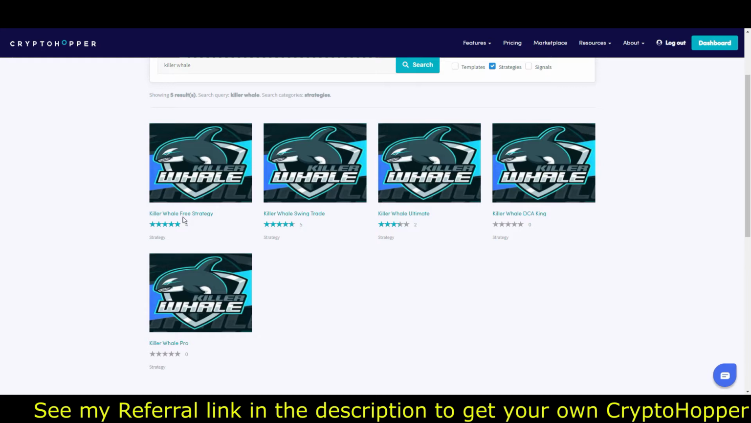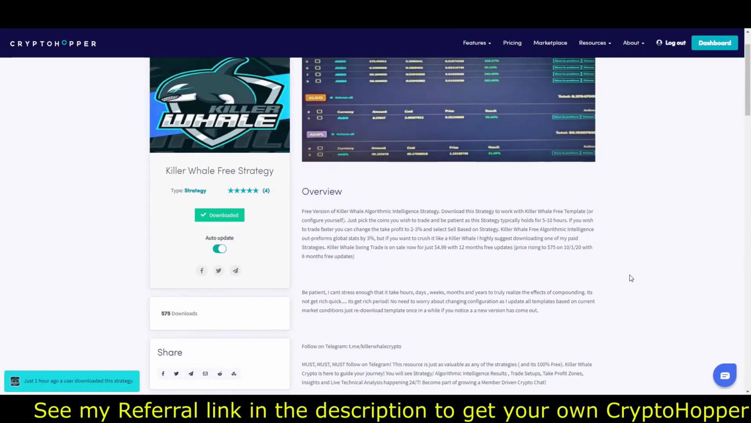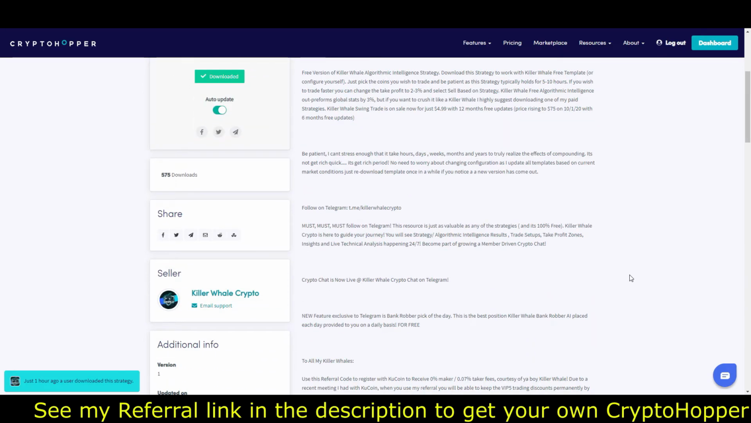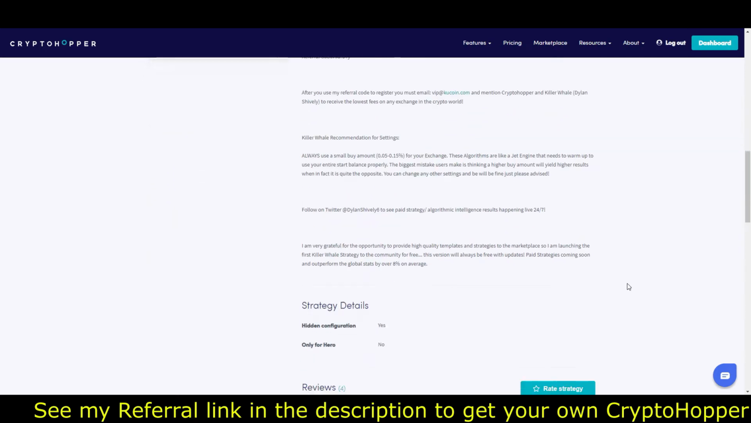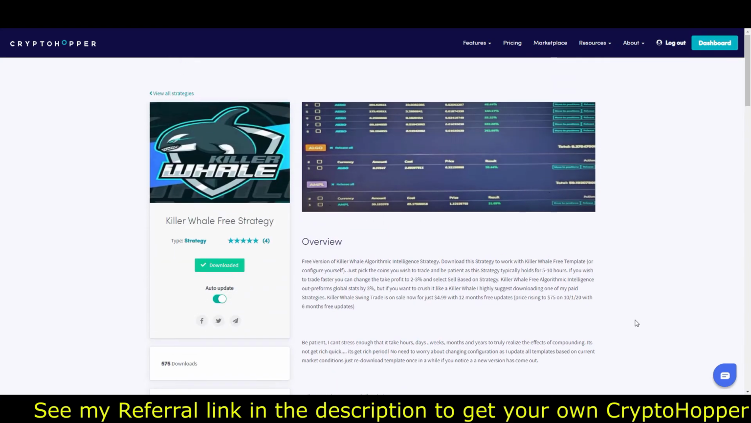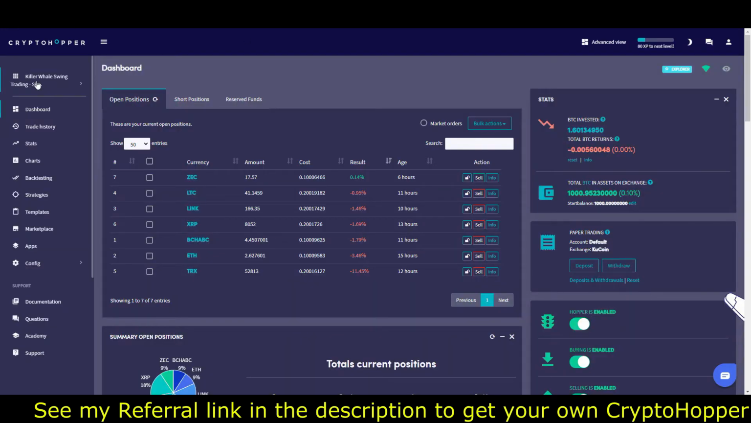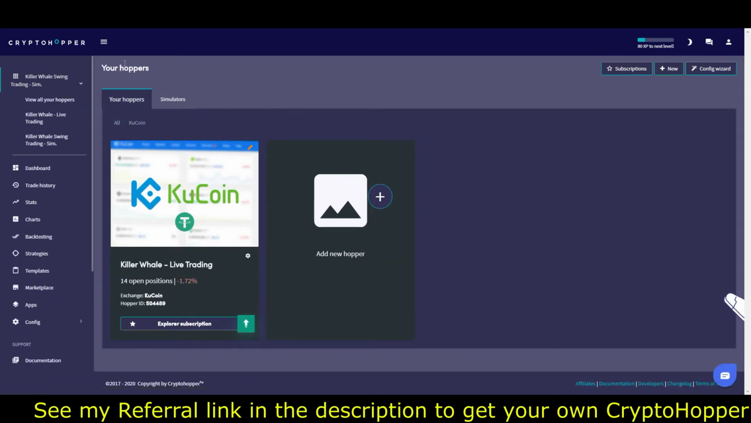Sometimes if you click on the free strategy, for instance, it'll tell you somewhere on his page, you need to run it on the USDT template. But anyway, we'll go in my account here. You can see this is where the hoppers are set up over here on the left. You can hit view all your hoppers.